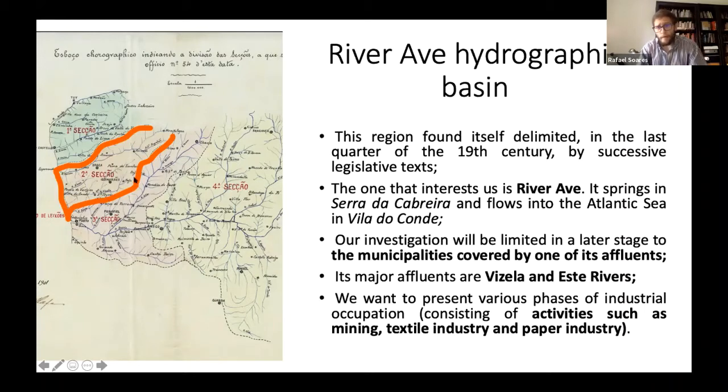So our investigation will be limited in a later stage to the municipalities covered by one of its affluents, the Este River. It has another major affluent, like the Vizela River, and we want to present various phases of industrial occupation with a lot of activities such as mining or textile industries.